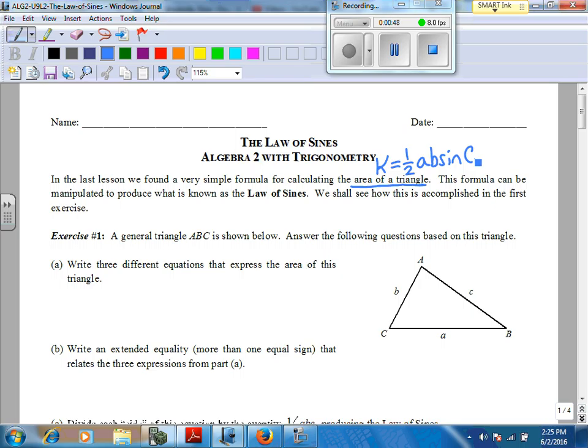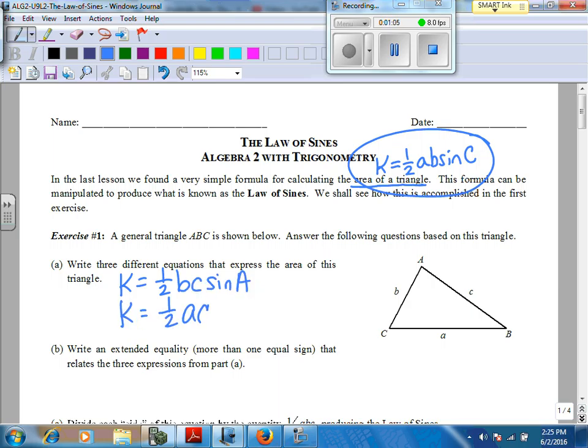Now, there's 3 different ways that we can express the area of any triangle. It doesn't have to be 1/2 AB sine C. It could be 1/2 BC sine A, or it could be 1/2 AC sine B. The main thing is, whatever angle you use, like if you're using angle A, the 2 sides that we use, B and C, have to fall on either side of that angle. Okay? So again, the sides that we use have to be on either side of that angle.